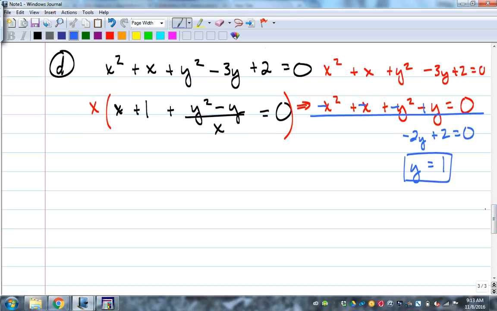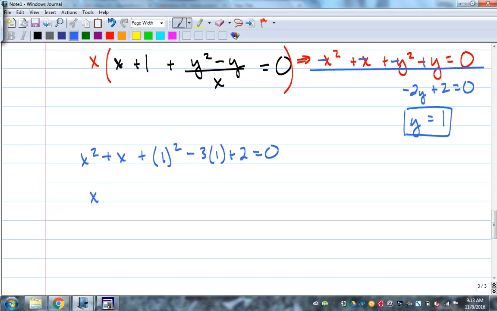So I'm going to go back to the first one. x squared plus x plus 1 squared minus 3 times 1 plus 2 equals 0. And work that out. That's going to be x squared plus x. 1 minus 3 is negative 2 plus 2 is 0. So it's 0. So that we get that. How do we solve that?